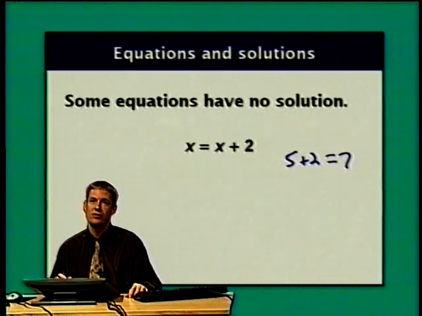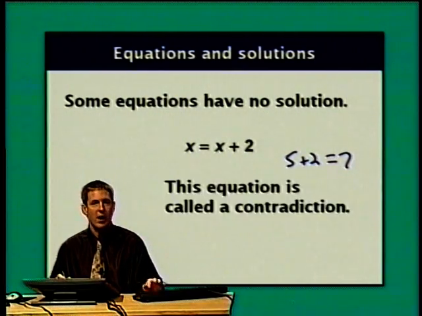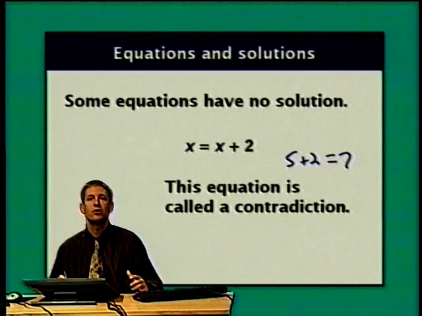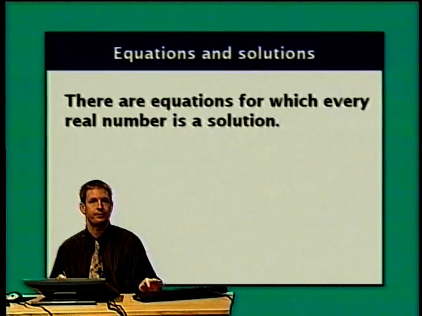Anytime you add 2 to a number, you do not have the number you started with. Equations that have no solution are called contradictions. So the equation x equals x plus 2 is an example of a contradiction.